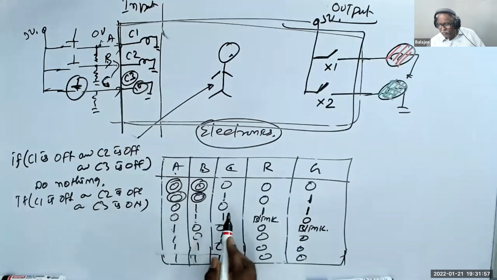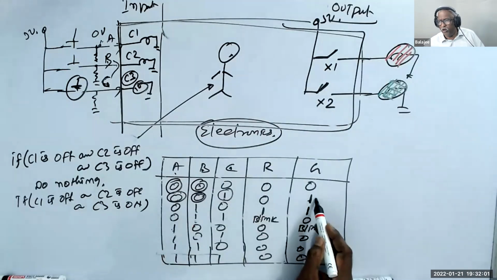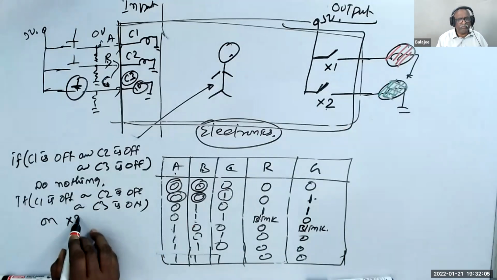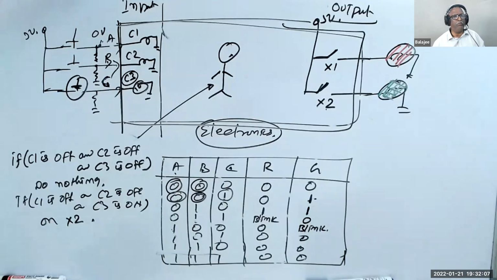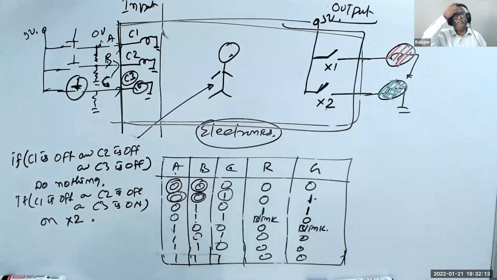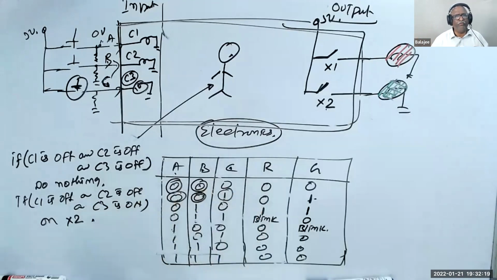Then I told him, if C is on, you want green to be on, that is X2. I told him to switch on X2. So he is going to switch on X2 now. I don't know whether you are understanding or not. Am I confusing or not?